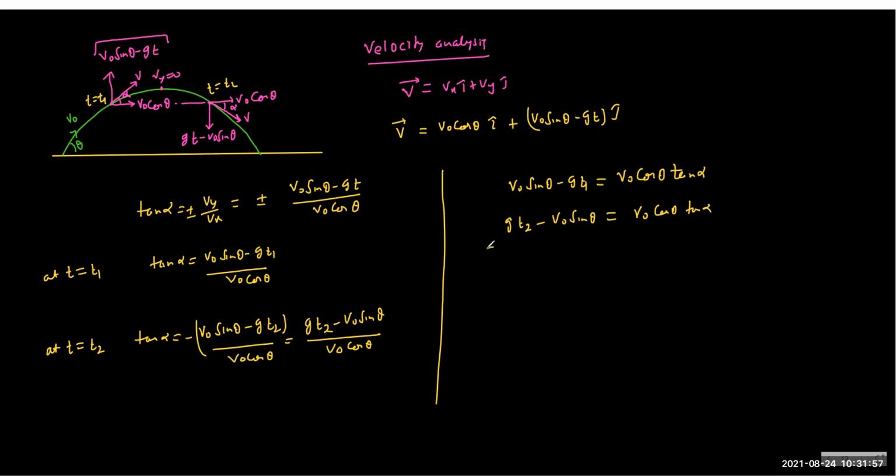So what we can do is just add these. If you add, this will cancel out. So what we get is g into t2 minus t1 equals 2 times v naught cos theta into tan alpha. So that is the difference of time when you will be crossing the same point.